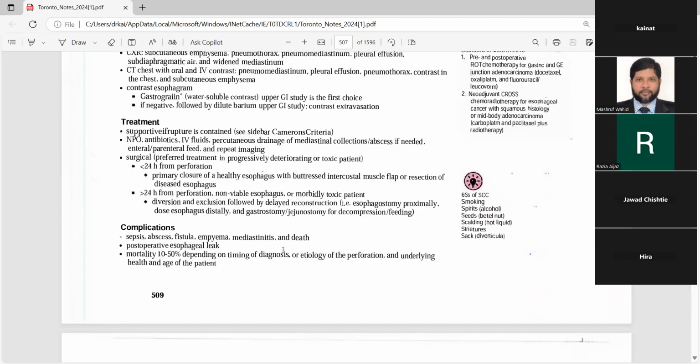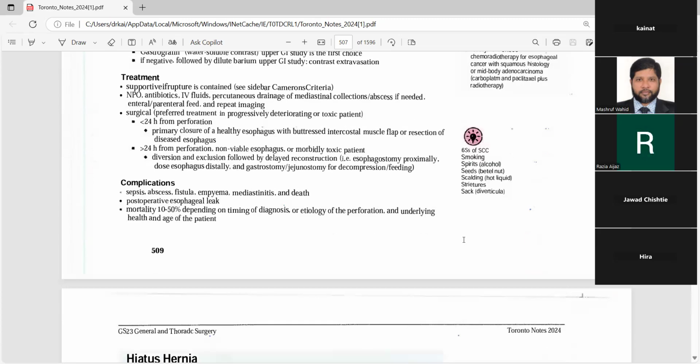The 6 Cs of squamous cell carcinoma are basically smoking, spirits, seeds, scalding, strictures, and sac.